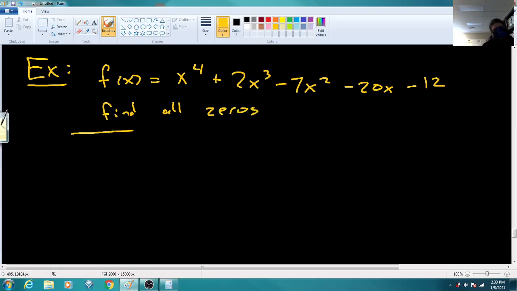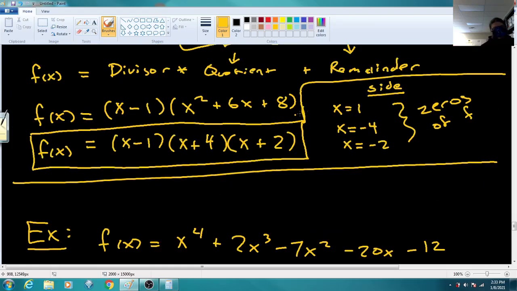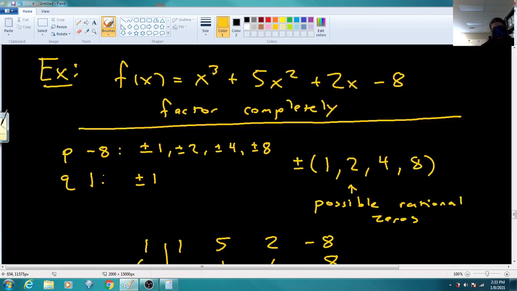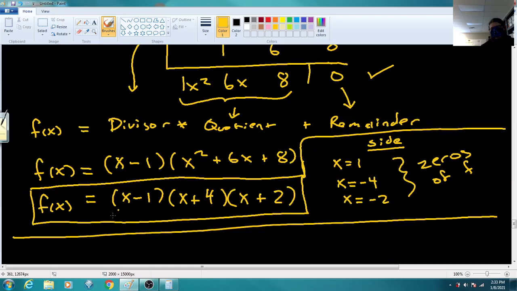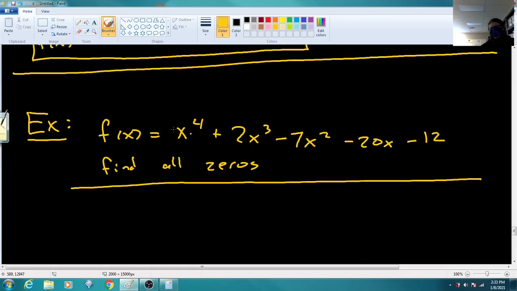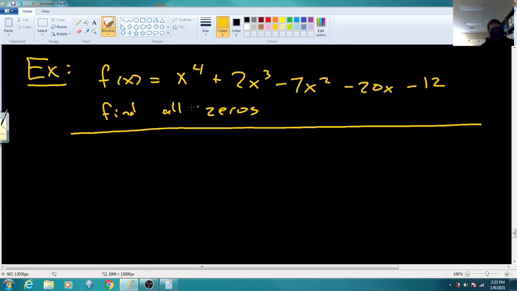So if we're wanting to find all zeros, we're going to factor it first. One thing we should note, the previous one was degree 3. We ended up with 3 factors, and each of those 3 factors produced a zero. This is degree 4, so we're going to end up with 4 factors, and each of the 4 factors should produce a zero, so we'll end up with 4 zeros.